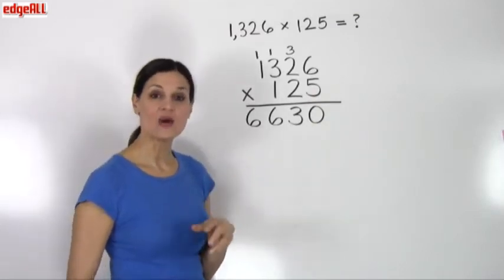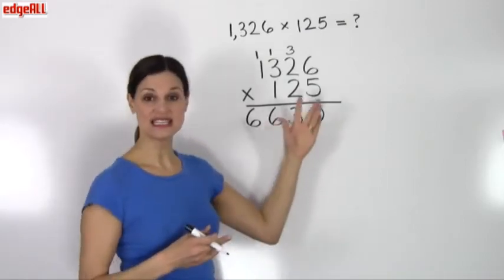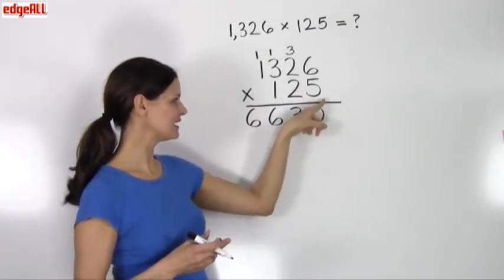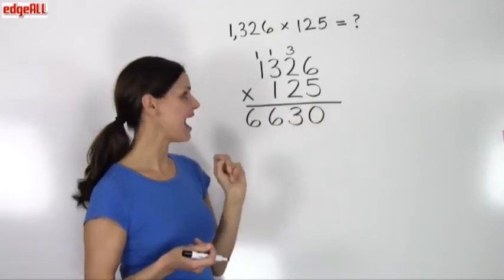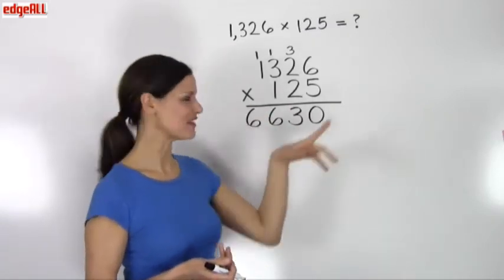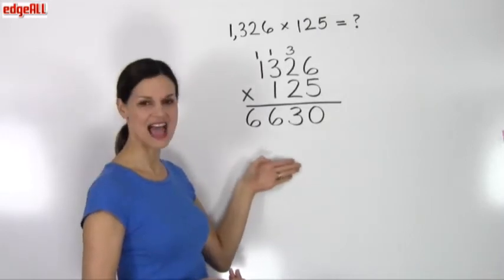And now we will repeat this process with each digit in the bottom number, working from right to left, no matter how many numbers you have in your bottom number. We can keep doing this. In this case, we've got a 3-digit number, so we're going to repeat this 2 more times.